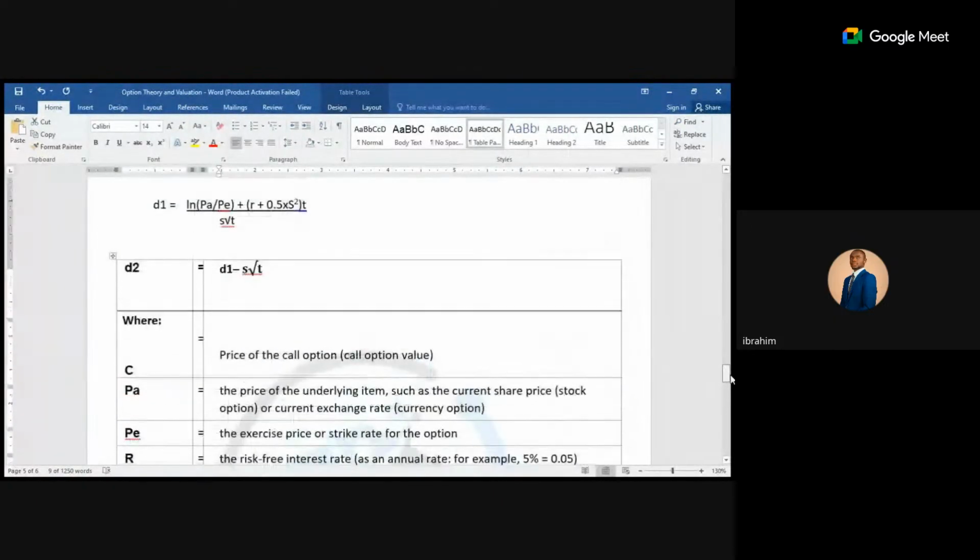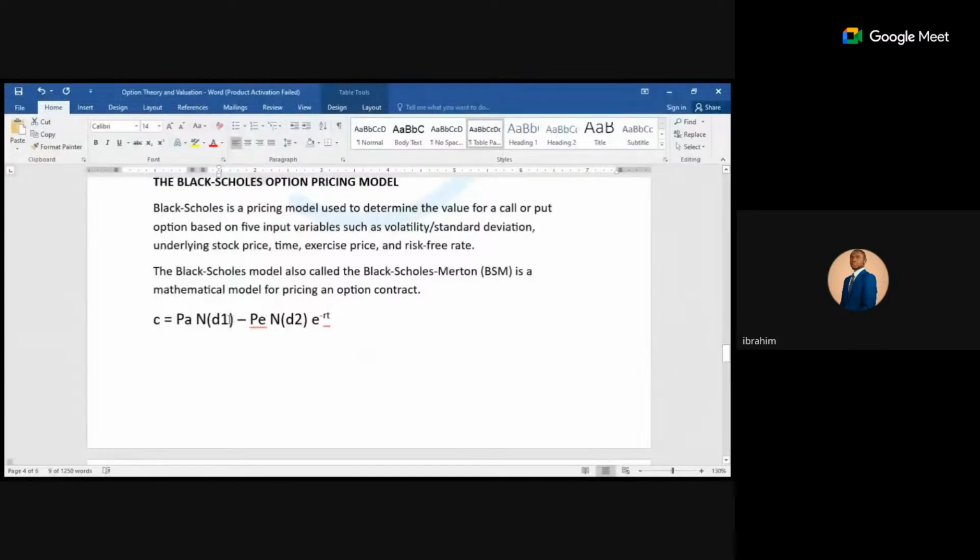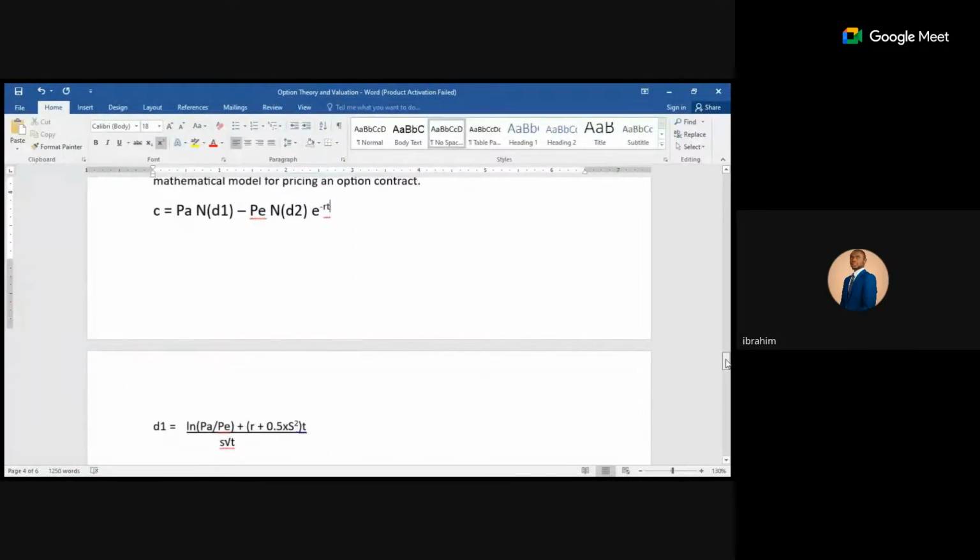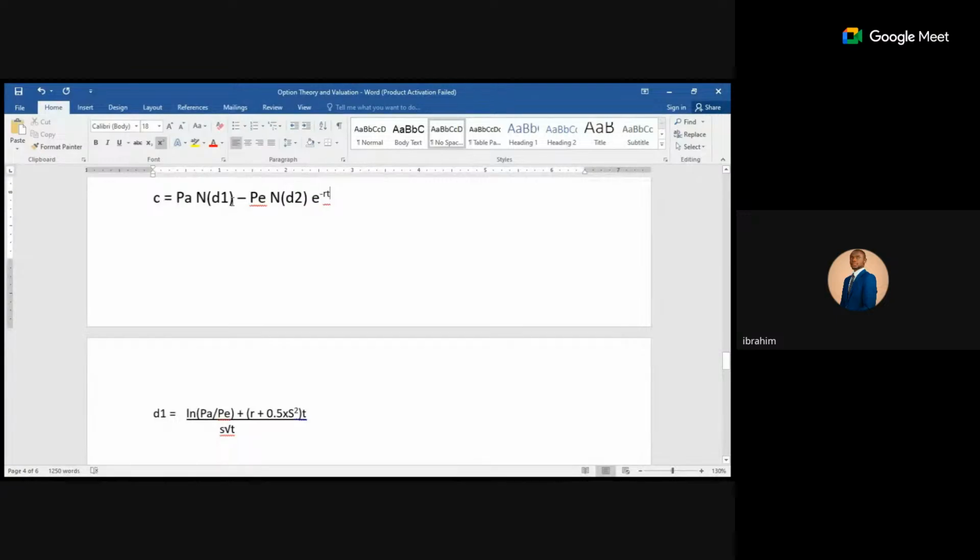Now, we are here to define ND1 and ND2. We have defined this. This is exponential. Minus raised to power minus R. Your R is your rate. Then the T is time. Then, what is the ND1?